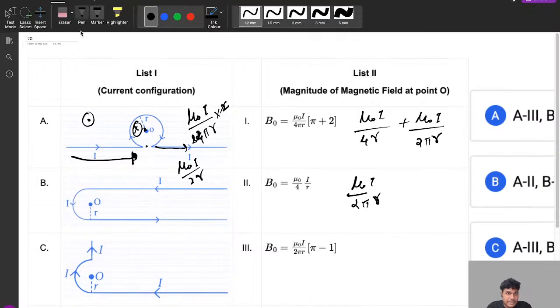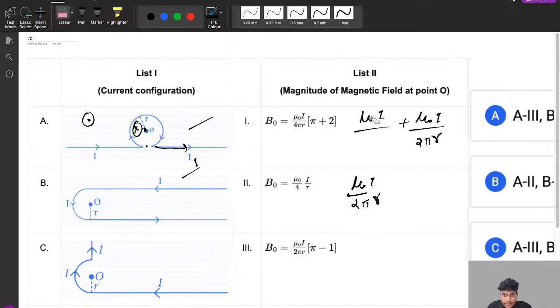Please wait, let me erase this first. Okay, let me erase this. Now I am able to explain more.